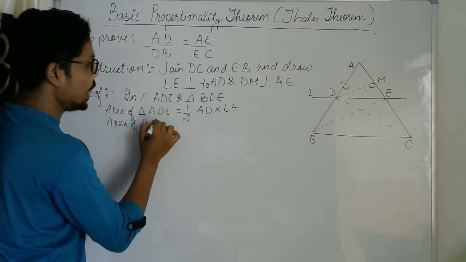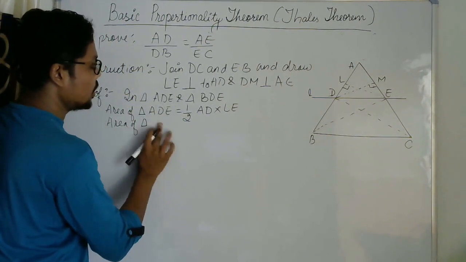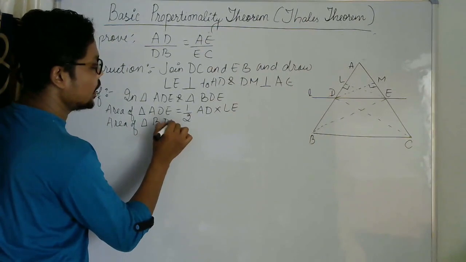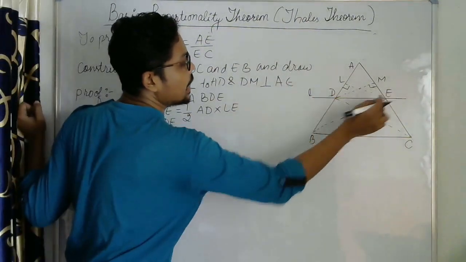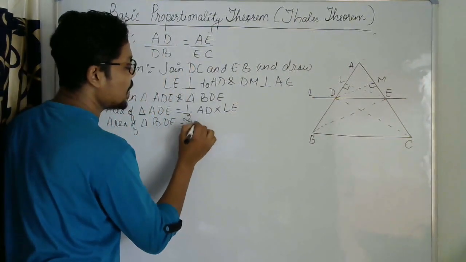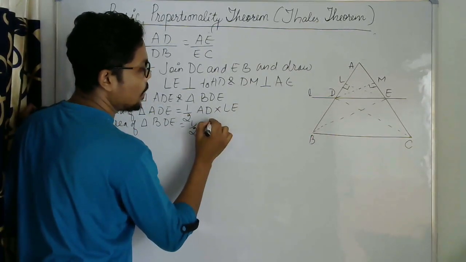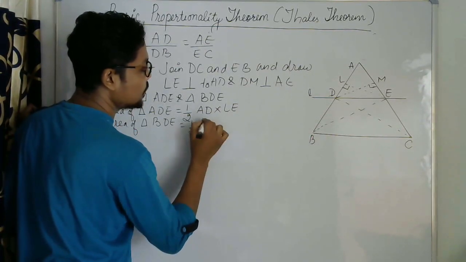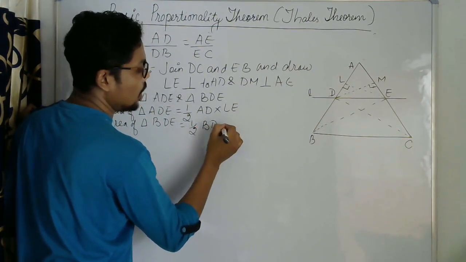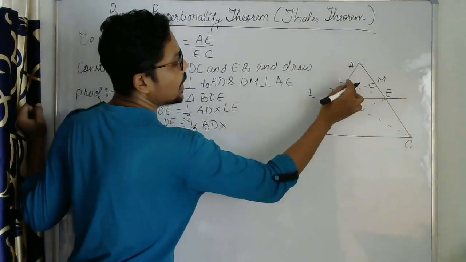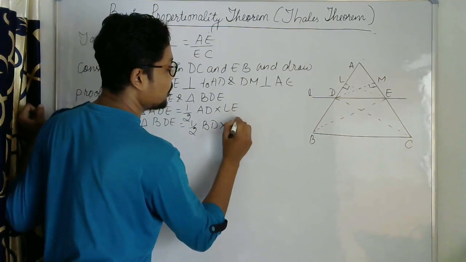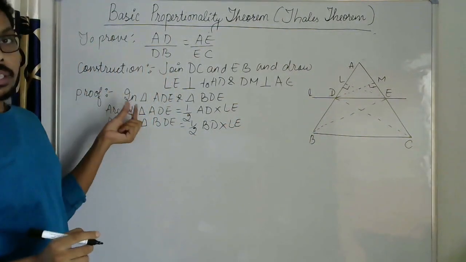The same way we will find the area of the next triangle, that is BDE. So what will that be? That is also half base into height. So what is the base? The base is BD, multiplied by the height. What will be the height? The same will be the height, that is LE. Now we got the area of these two triangles.